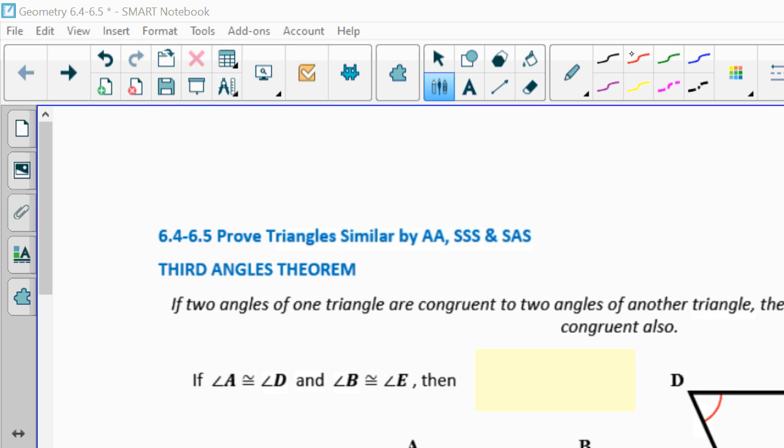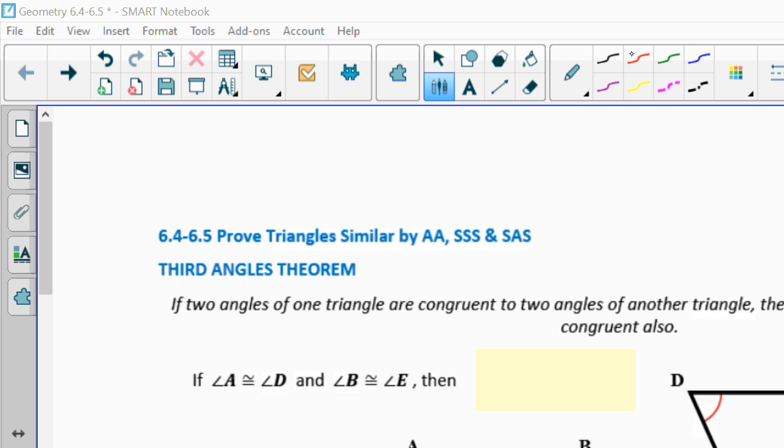All right, today in geometry, we're going to look at section 6.4 through 6.5, which is all about proving triangles similar by AA, SSS, and SAS method. Right? So we're going to first talk about the third angles theorem. This tells me that if two angles of one triangle are congruent to two angles of another triangle, then the third angles of the triangles are congruent also.